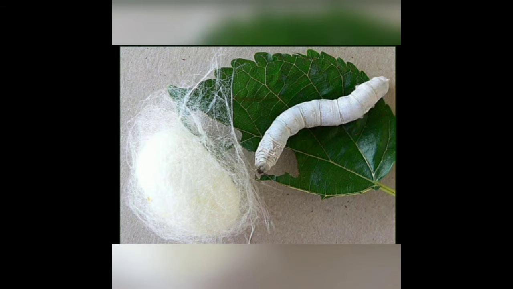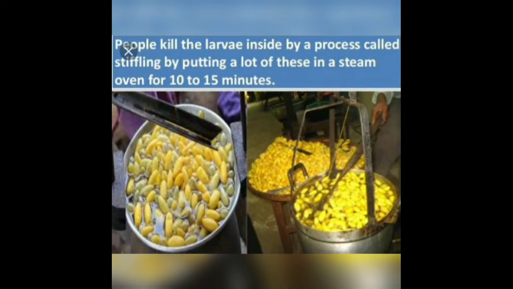The larva of the silkworm undergoes changes in the cocoon into a moth. After 2 to 3 weeks, the young moths come out from the cocoon and fly away. Within 2 to 3 days of formation of the cocoon, they are removed from the tray and the larva is killed inside by a process called stifling. In this process, they are kept in a steam oven for 15 to 20 minutes.